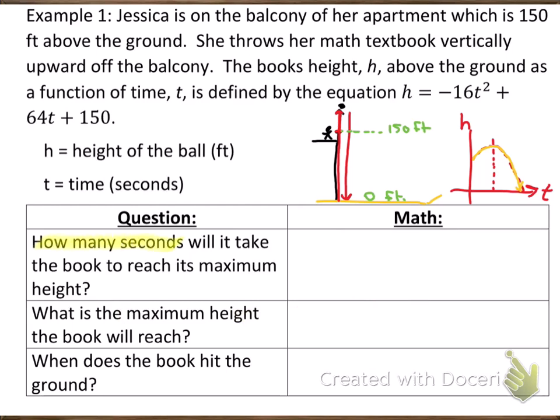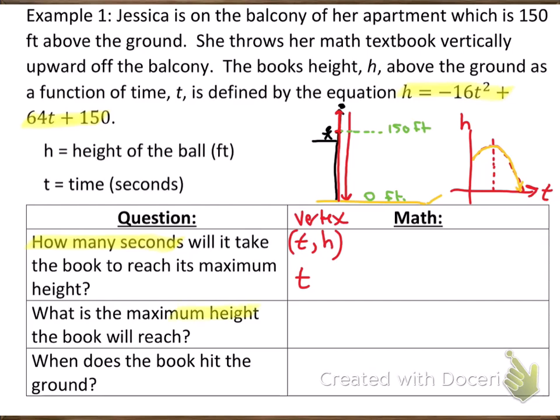It says, how many seconds? So let's come over here to this graph. How many seconds? Is that time or is that height? Well, that's my time, so they're asking for t. If I look at this function, is that acting as my x variable or my y variable? It's acting as my x, my independent variable. So if I have the point (t, h), and that is my vertex, I want to find my t, my x value, that first value of the vertex.